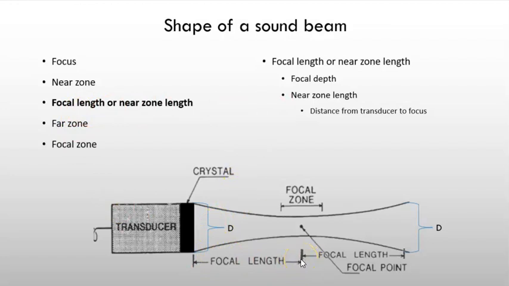And it's kind of remarkable that in the near zone length, the sound will start out as the diameter of the crystal. It will narrow down to half the diameter, and then at a distance equal to the focal length beyond the focus, the sound will again have the same diameter as it had at the crystal. So it's a very symmetrical narrowing and spreading of the sound beam.